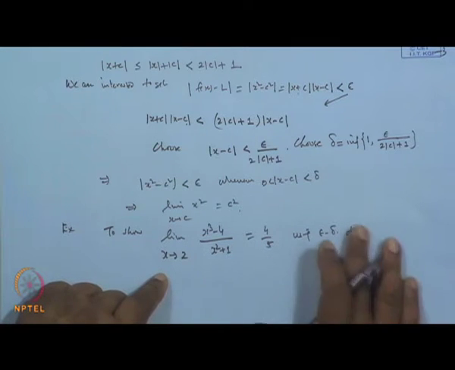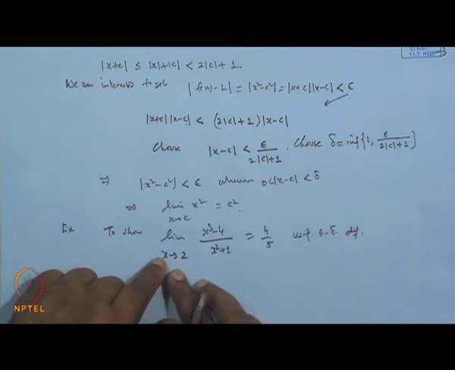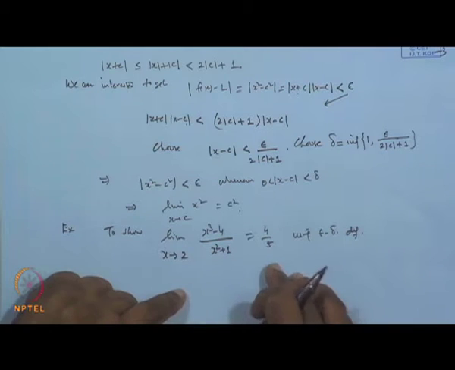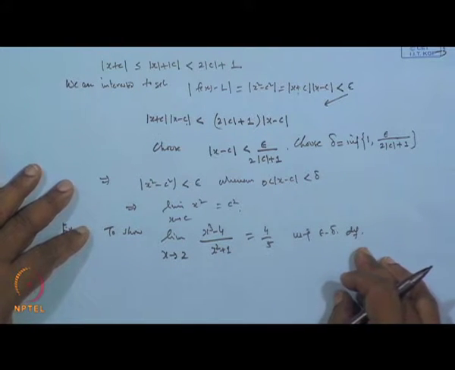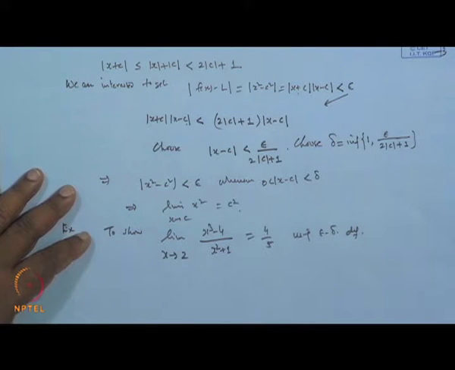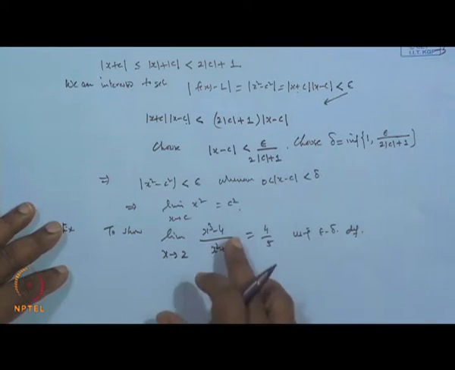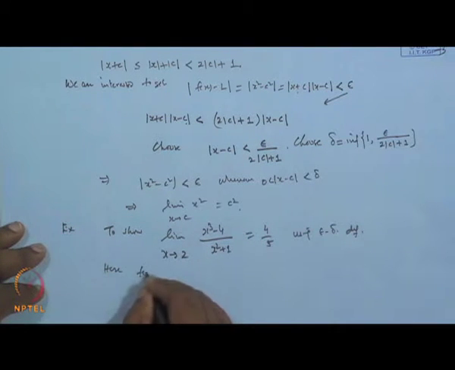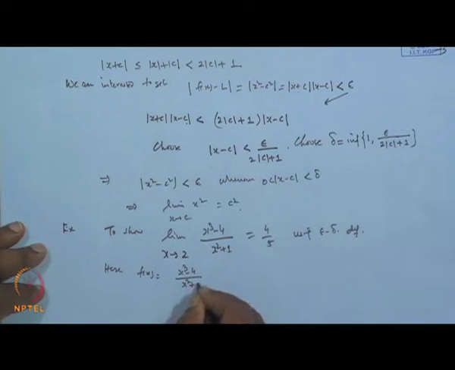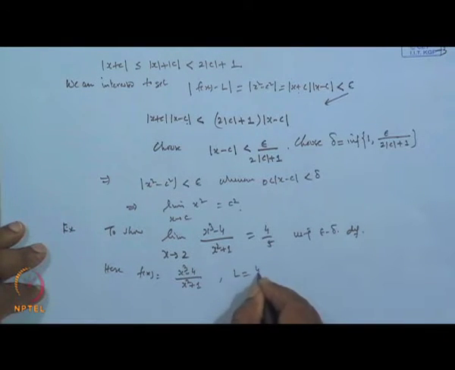Suppose I do not say using delta, because this is 2, so you can substitute x equal to 2 and easily get the value. But if you are asked to apply the epsilon delta definition, then you have to start with a given epsilon greater than 0 and then suitably identify the delta. That is the thing. So, this is our function f(x), where f(x) is (x cube minus 4) over (x square plus 1) and L is 4 by 5.